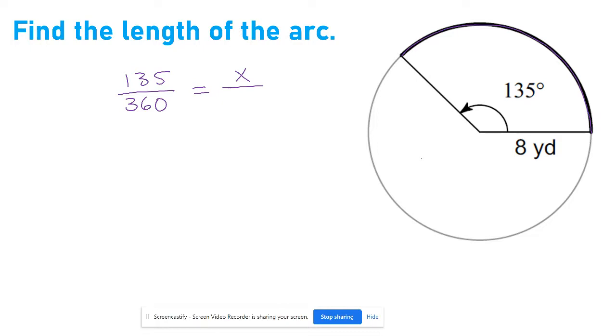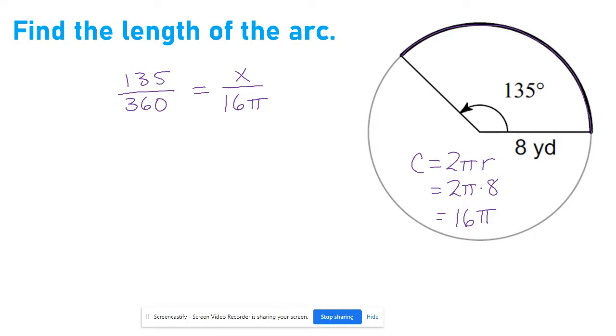So circumference is 2 times pi times the radius. Our radius is 8. So it'd be 2 times pi times 8, or 16 pi. I would leave it as 16 pi. Don't approximate or use 3.14 or anything like that. So we got x over 16 pi. So 135 out of 360 is going to be equal to x out of 16 pi.